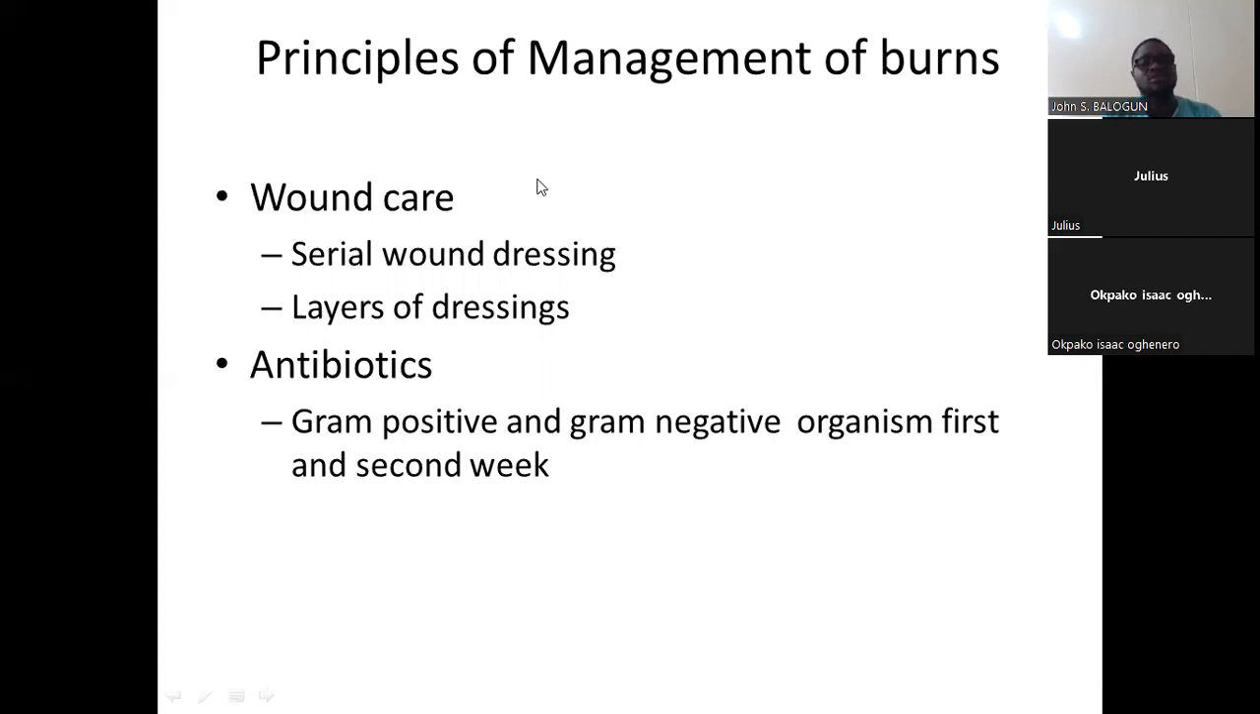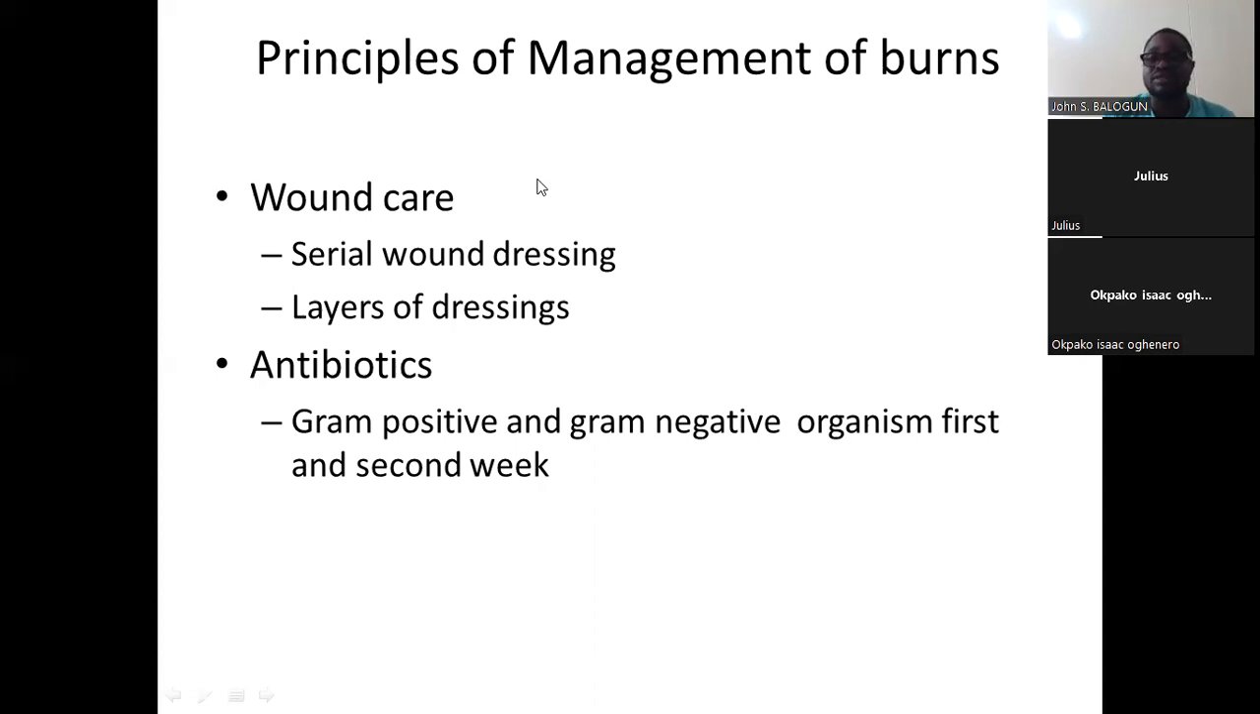Then the next thing you want to give is antibiotics. Now, antibiotics are commonly for burn wounds. A burn wound is considered a sterile wound, except where there is contamination. If a patient sustained a burn, and from the burn event itself the patient was aseptically moved from the burn event center to the burn unit of the hospital, such a patient's wound is considered sterile.